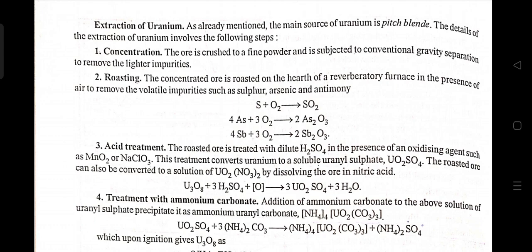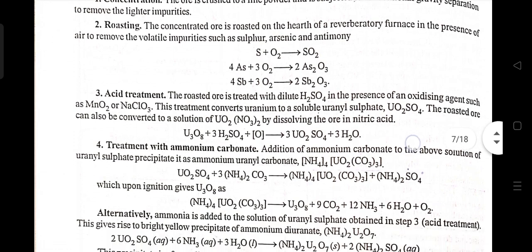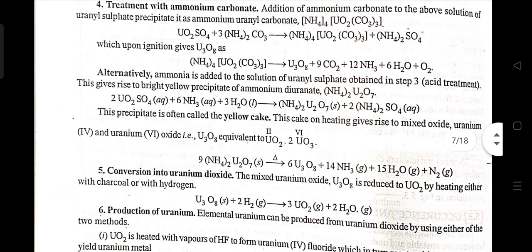Acid treatment. The roasted ore is treated with dilute H2SO4 in the presence of oxidizing agents such as MnO2 or NaClO3. This treatment converts uranium to a soluble uranyl sulfate, UO2SO4. The roasted ore can also be converted to a solution of UO2(NO3)2 by dissolving the ore in nitric acid. Treatment with ammonium carbonate. Addition of ammonium carbonate to the above solution of uranyl sulfate precipitates ammonium uranyl carbonate.